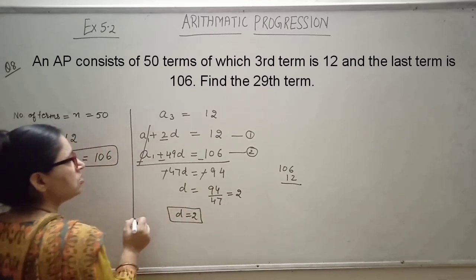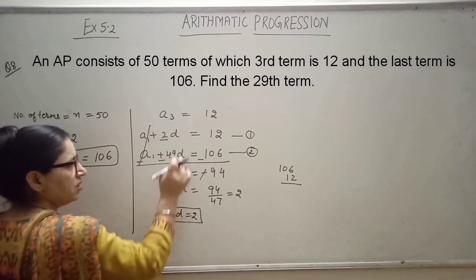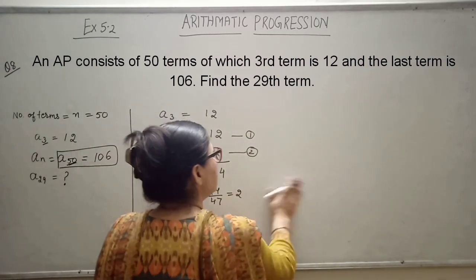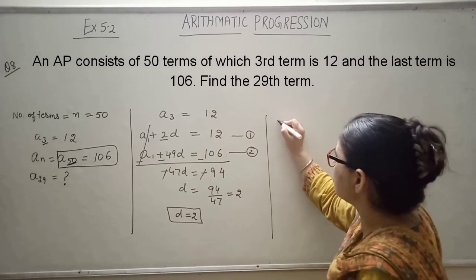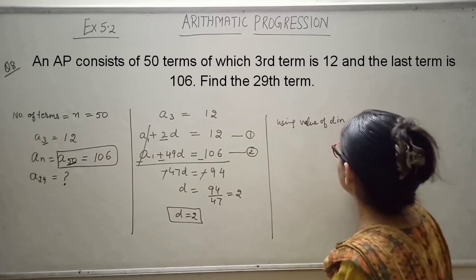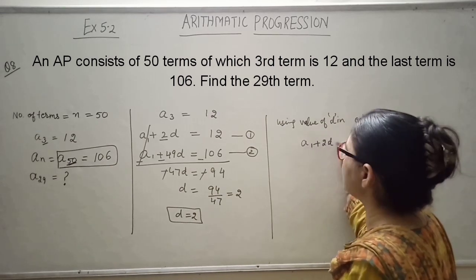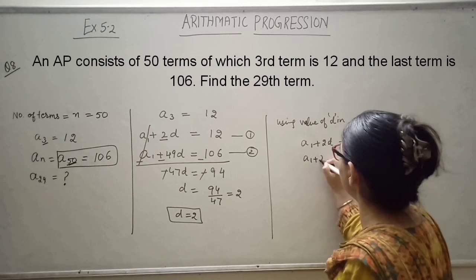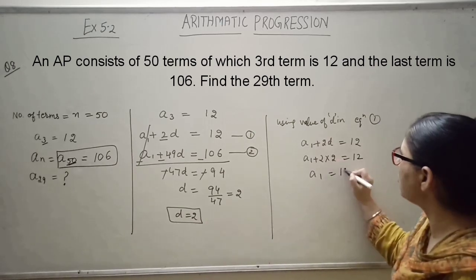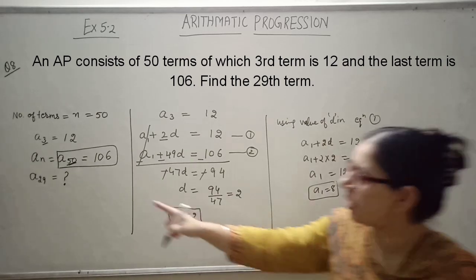Now I need to find out the value of A. You can put the value of D either in equation 1 or in 2. So I am substituting the value of D in equation 1. So A1 plus 2D is equal to 12. A1 plus 2 into D, D is 2, that is 12. A1 is equal to 12 minus 4, that is equal to 8. So you have A1 also, which is 8. Now you have to find A29.